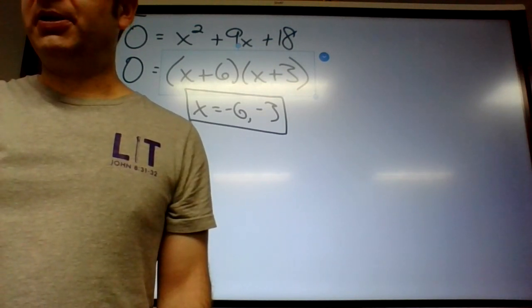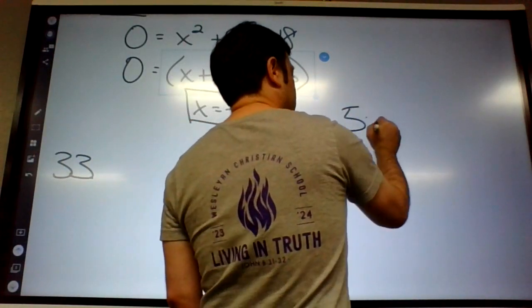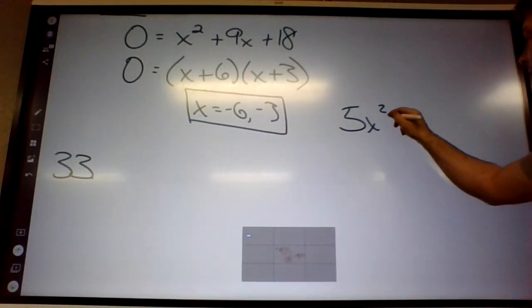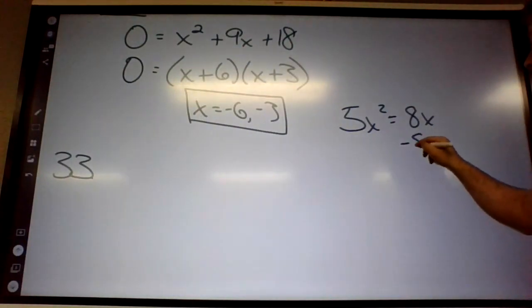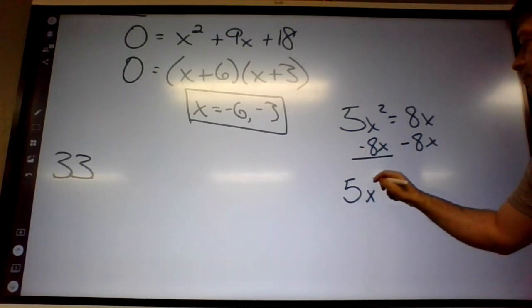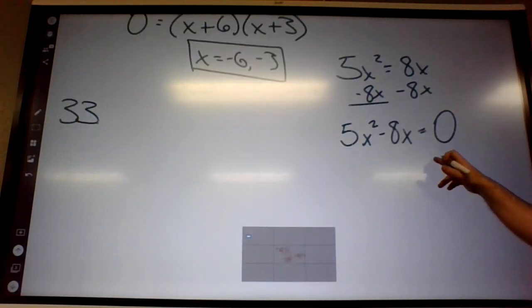Well, before you do that, though, she said take stuff out, but before you do that, you need them to be on the same side before you start factoring. So, yeah, you can minus 8x. And then what could you take out?